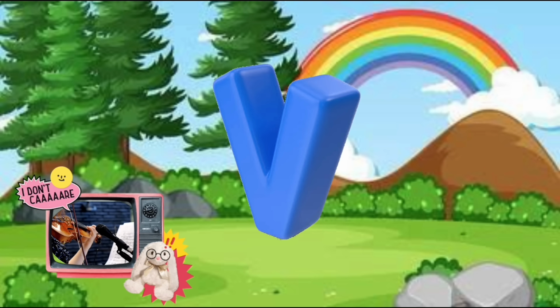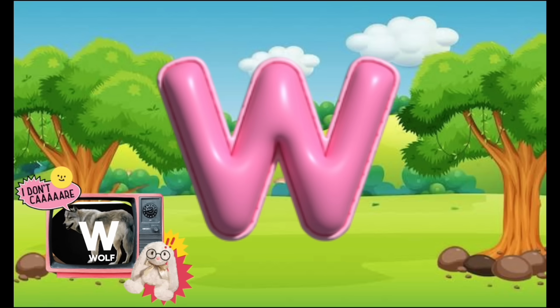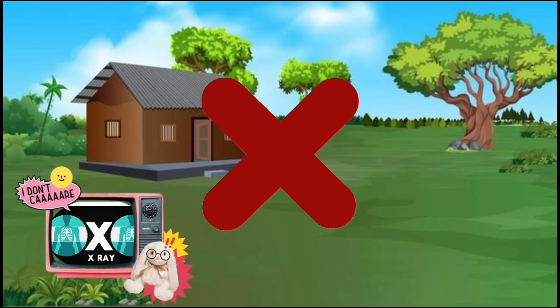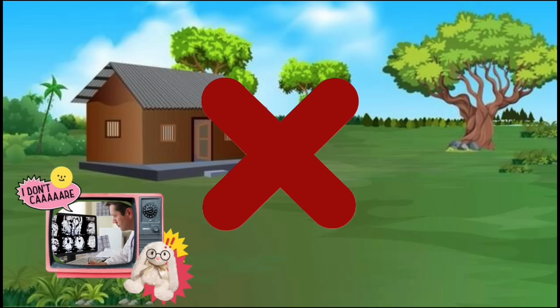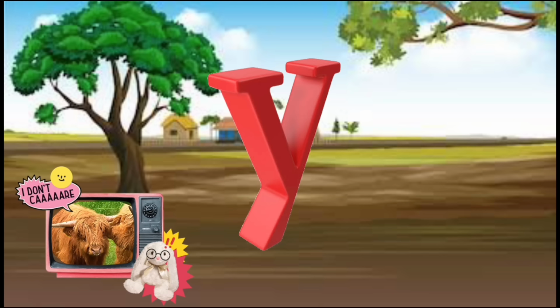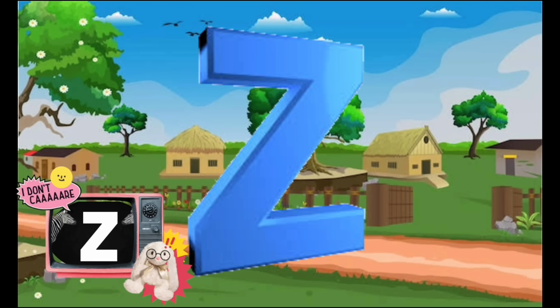V is for violin. W is for ball. X is for x-ray. Y is for yaw. Z is for zebra, Z-Z-Zebra.